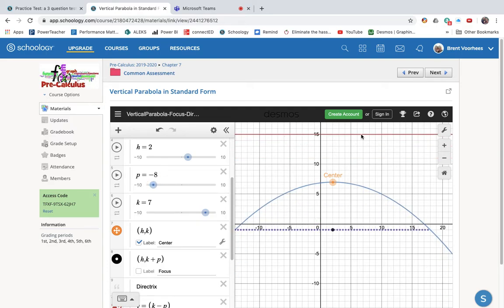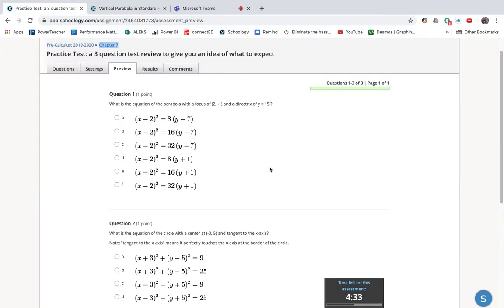Look at that. We got a directrix at the y of 15. That's the y-axis. That's why it's y equals 15. And I have a focus right here, which is at 2, -1. That's exactly what I needed it to be. A y of 15 and 2, -1. So this would be my correct answer.